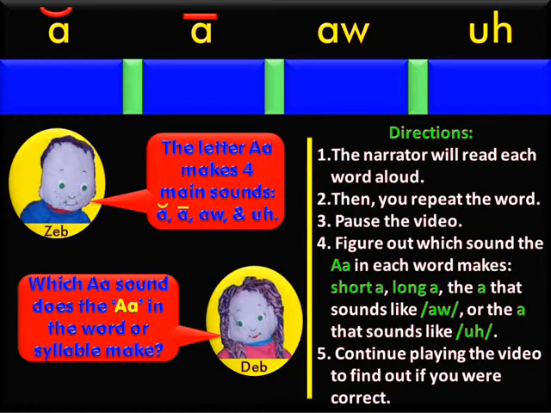Zeb said, "This is how this show will work. The letter A makes 4 main sounds." Deb said, "That's right. Now you're going to see a series of 12 words. With each word, you're going to decide which A sound does the A in that particular word or syllable make."